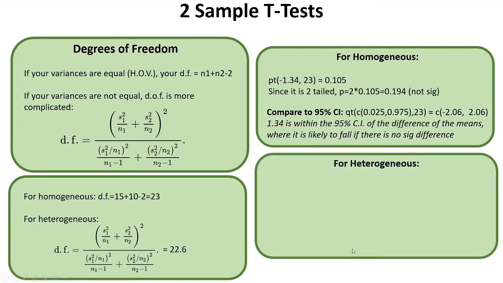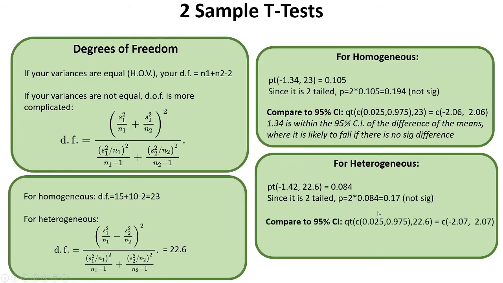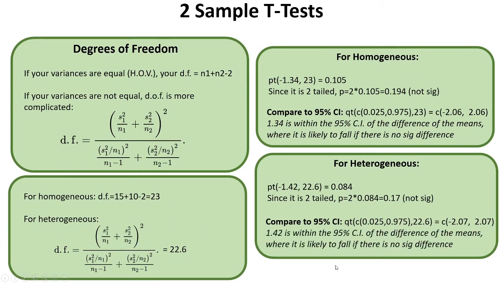So for heterogeneous, it comes out quite similarly. We have our t-score of negative 1.42, which gives us a p-value of 0.084. Since it's two-tailed, again, we multiply that by 2. 0.17 ends up being our p-value, and that's not significant, right? And so if we compare that to calculating our 95% confidence interval, the only thing different here would be the fact that we have 22.6 degrees of freedom, thanks to our funky equation, and 1.42 is well within the 95% confidence interval there as well, right?